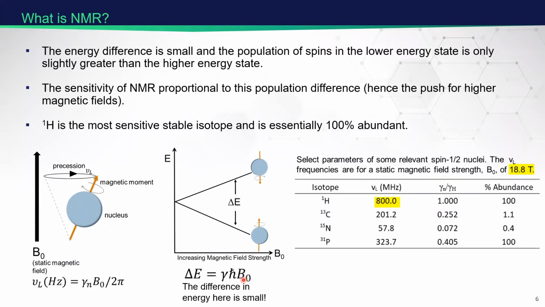Now, for our purposes, the proton is the most sensitive stable isotope. It's 100% abundant and it's everywhere. I've listed some select parameters of spin 1/2 nuclei that are relevant to our research. I also wanted to highlight that when you hear people refer to their NMR spectrometers and call out 500, 600, 800, they're referring to the Larmor frequency of the proton at a particular field, as opposed to calling it out in terms of Tesla or Gauss.